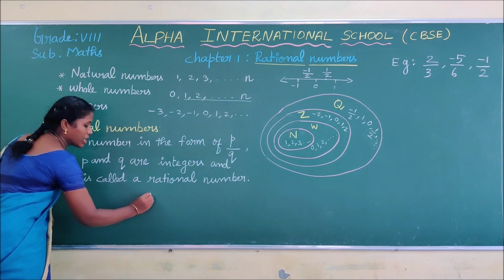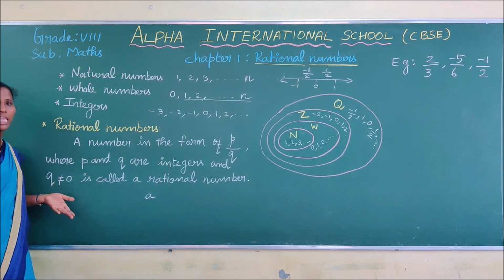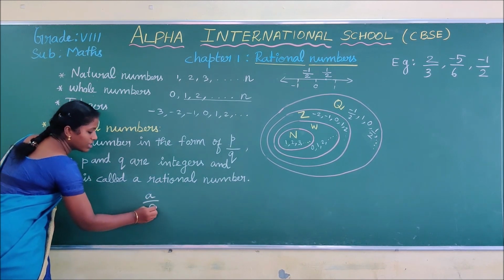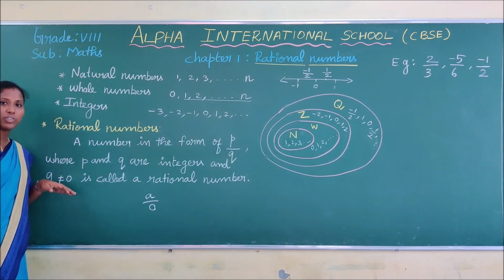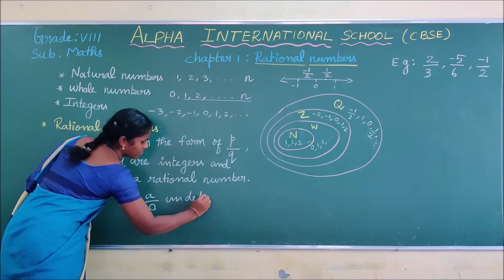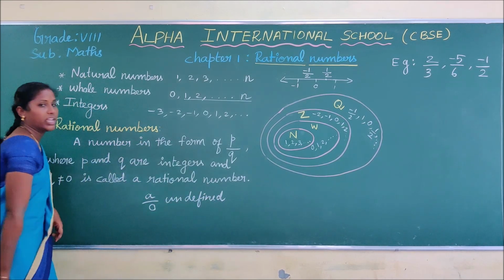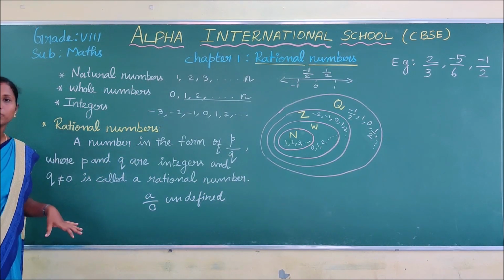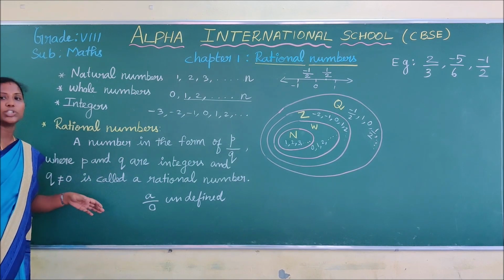Because if any number, let me take any number a, is divided by 0, the value is undefined. If any number is divided by 0, the value is undefined. So it cannot be a rational number.